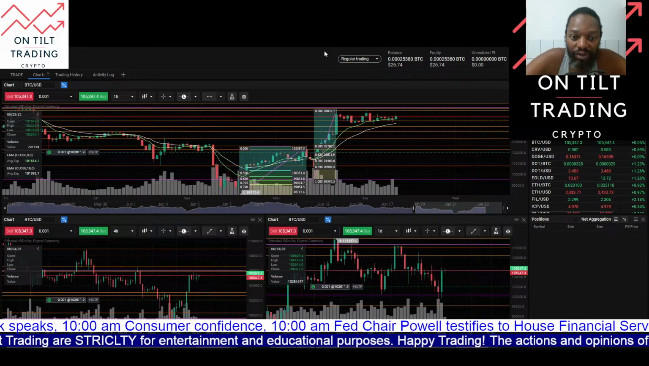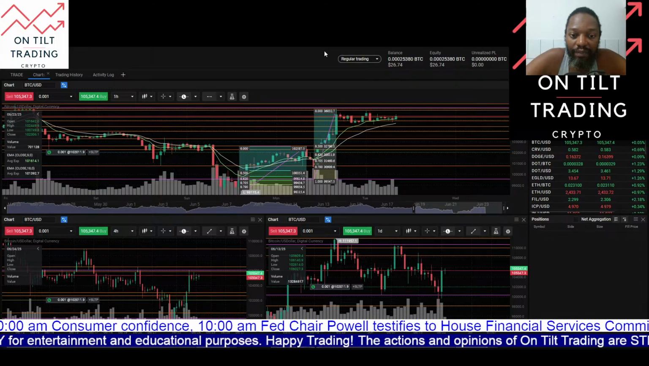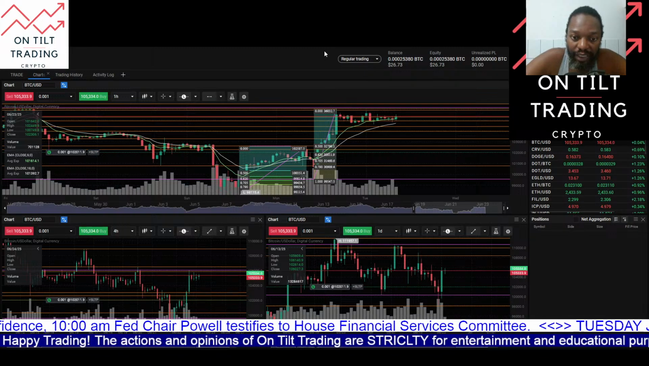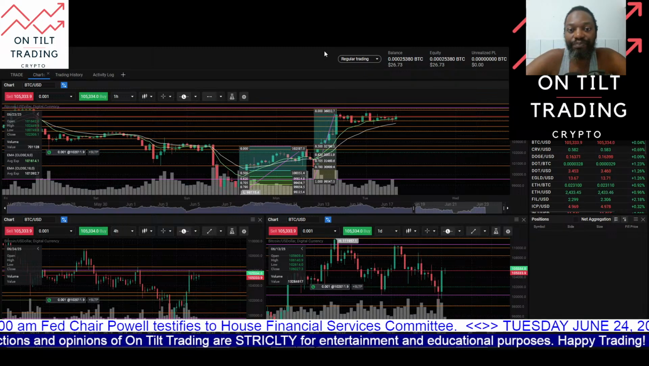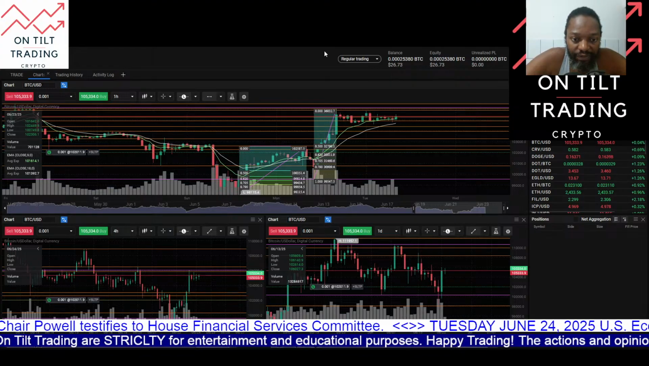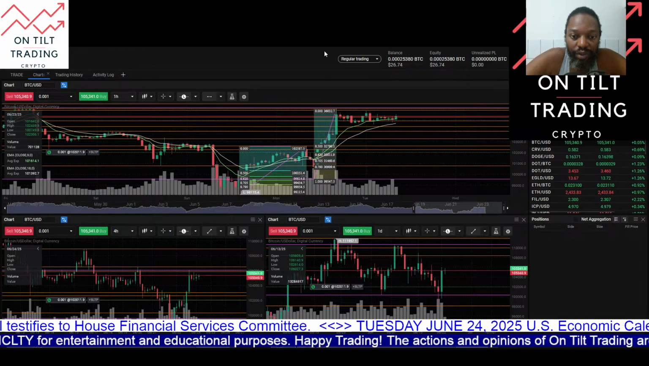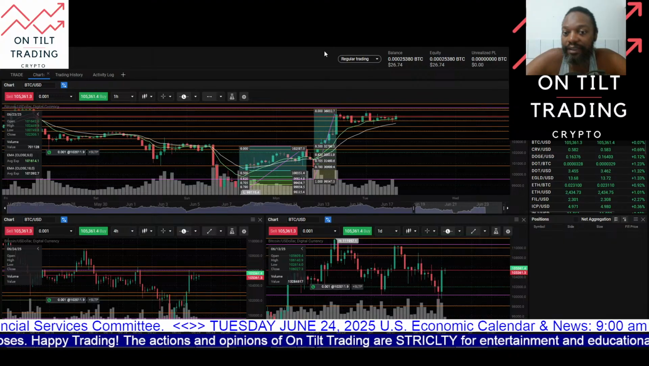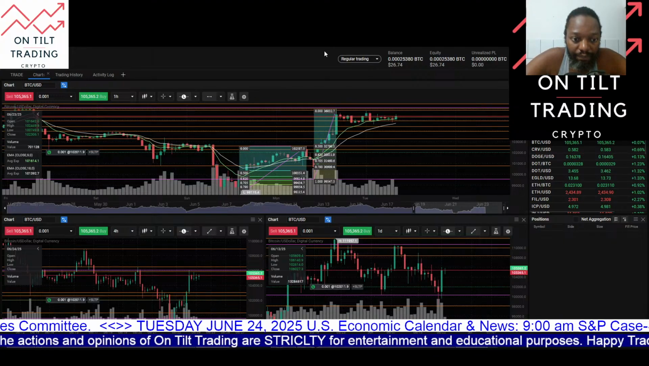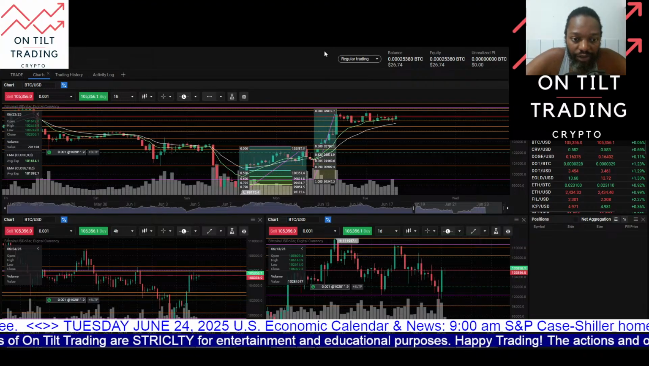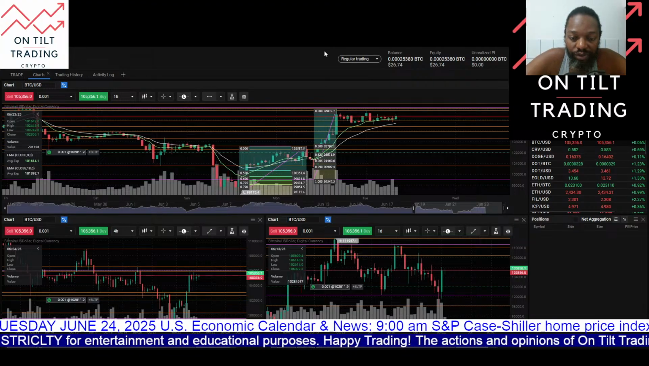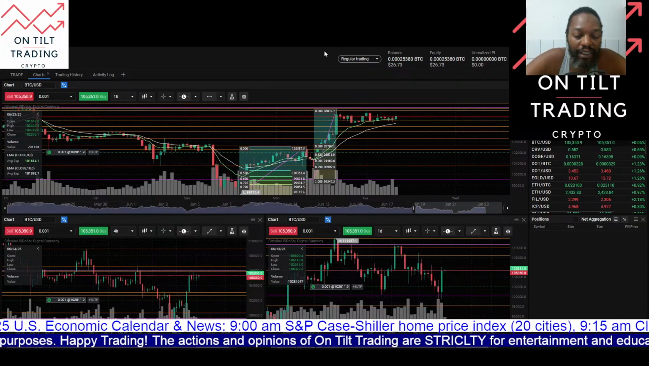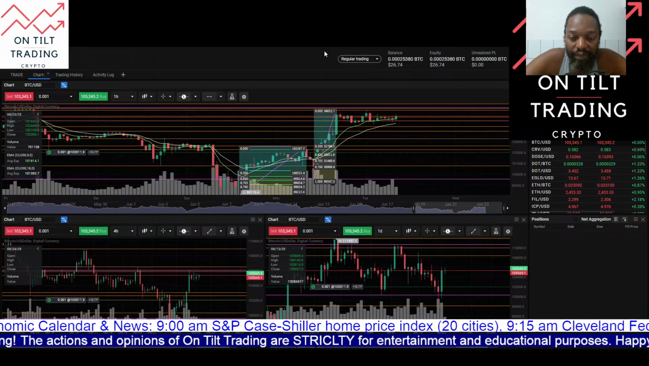So if there is a crossover, if I am in a long position and the 9 EMA crosses below the 18, I'm going to exit that position. And vice versa, if I am short and the 9 EMA crosses above the 18 EMA, I'm going to exit that position. And basically, I am looking for structural changes, so market structure shifts and breaks of structure that are in the direction of the 9 EMA.